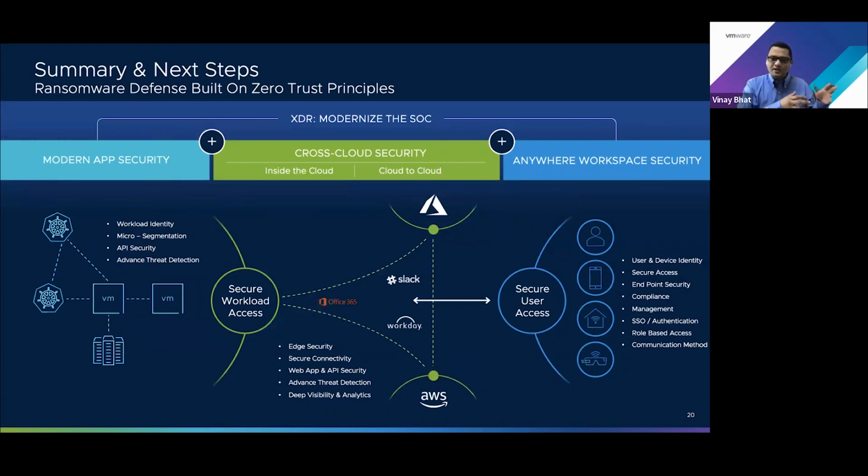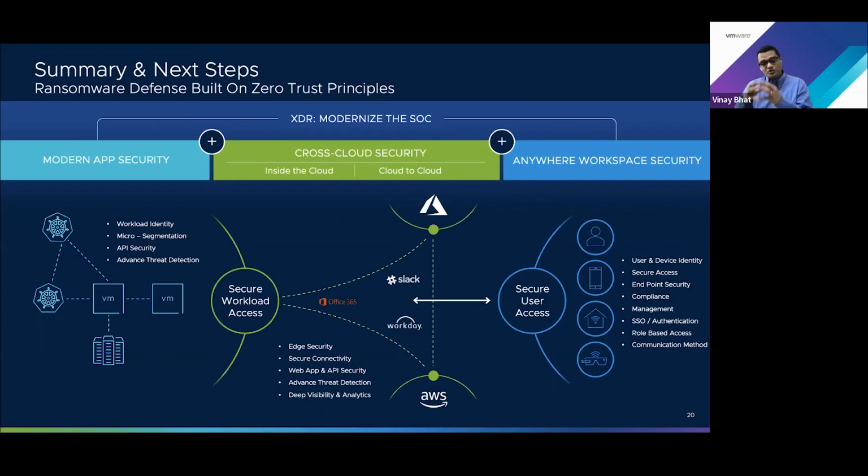Today, you will have modern apps in your data center, which means you need to have modern app security. Now, those modern apps, in layman's terms, could be containerized microservices, running in private or public cloud. You need security, right? Which means you need cross-cloud security, which is inside the cloud and also cloud to cloud. And then your devices which are accessing those applications in your private or public clouds, that is where anywhere workspace security comes into the picture.